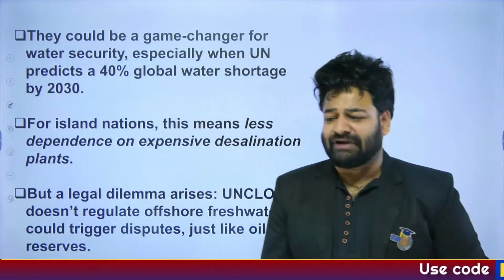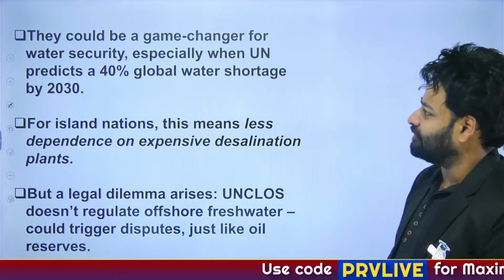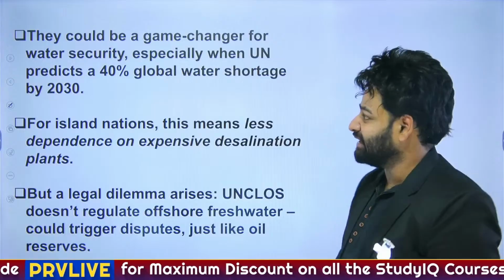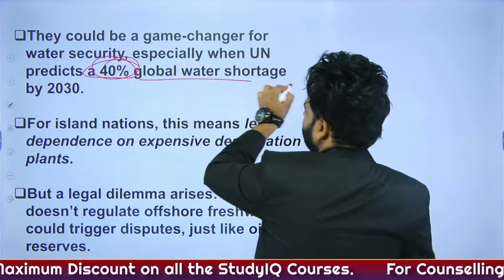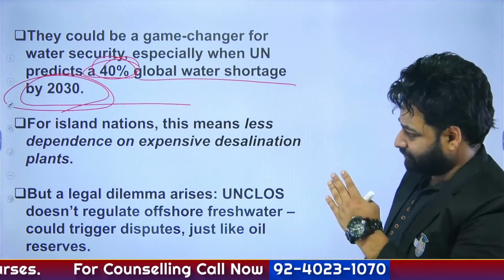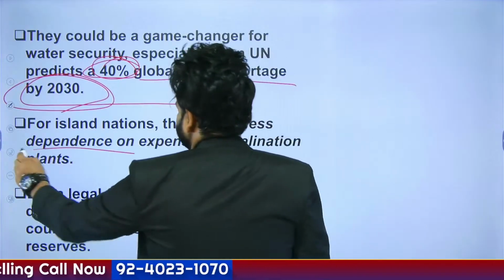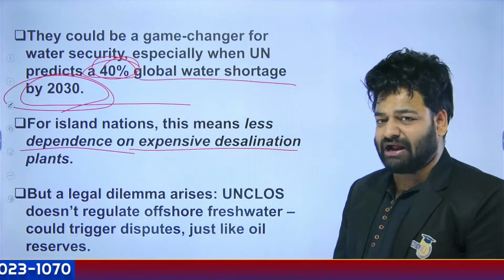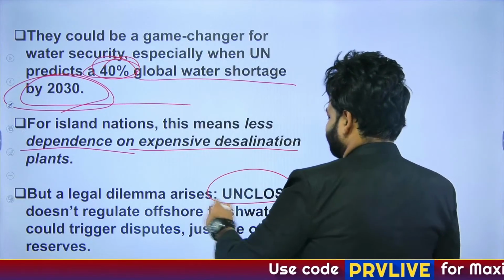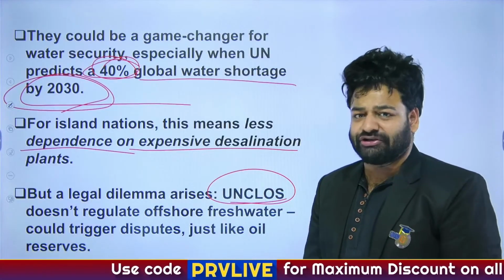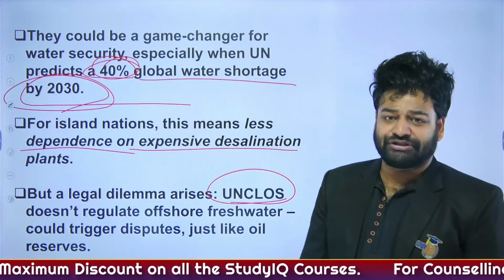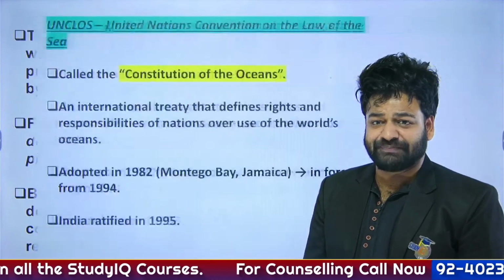Now the facts. This could be a game changer for water security, especially after the UN's warning, which says 40% of the global water shortage would be faced by us by the year 2030. For island nations, this means less dependence on expensive desalination plants. And finally, a legal dilemma, which arises because of the absence of any laws related to aquifers through the UN or its statute, that is UNCLOS, United Nations Convention on the Law of the Sea.